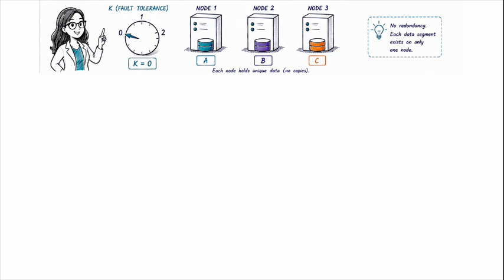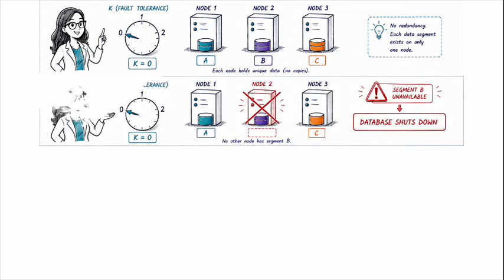It's great for storage efficiency, but it's terrible for resilience. So what happens when node 2 goes down? Segment B disappears and no other node has a copy of it. Vertica can't serve a complete picture of your data, so rather than returning wrong results, the whole database will shut down. So one node down, full outage. That's the price of zero redundancy.